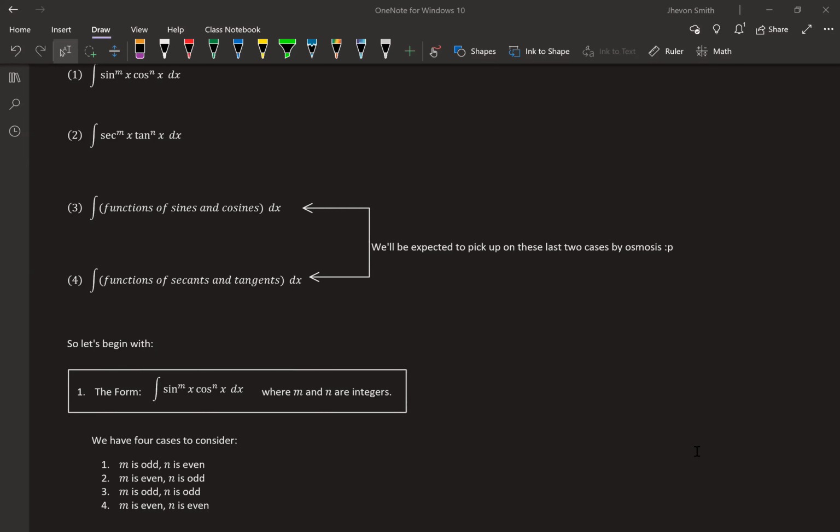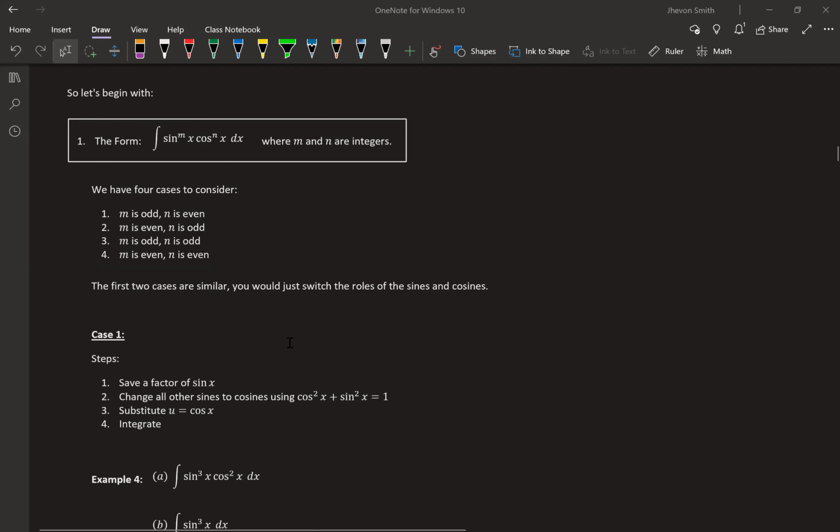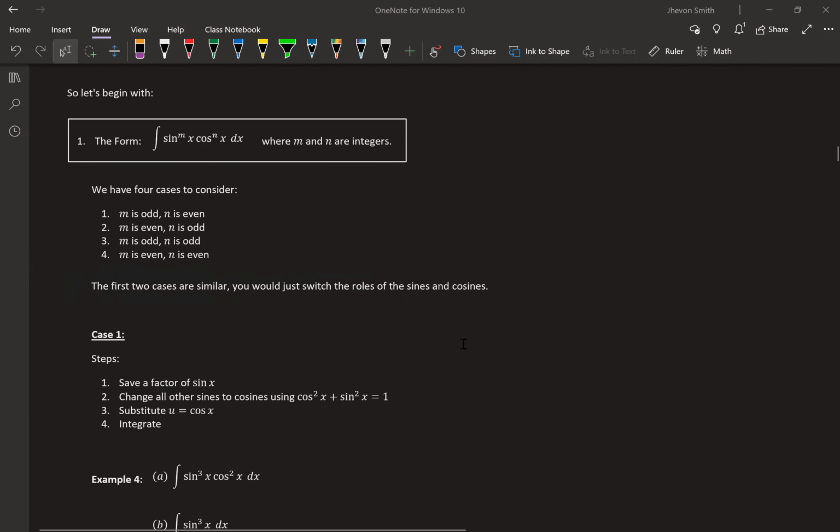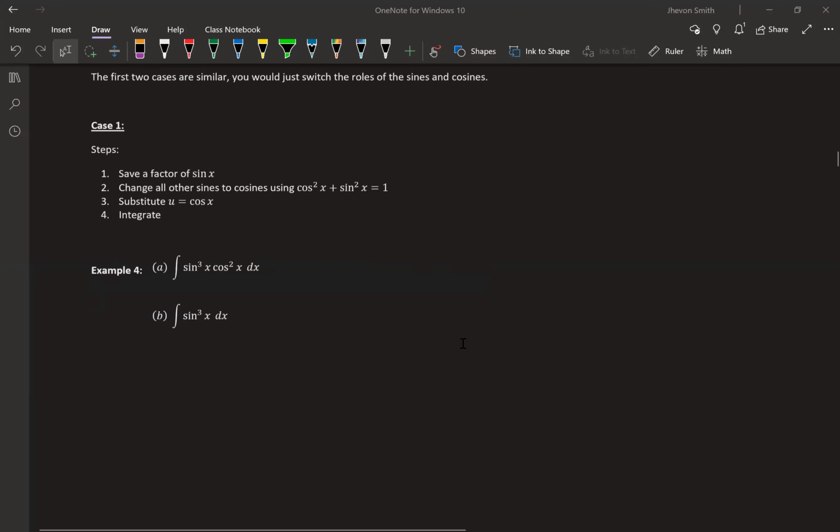Case one, you can have m odd and n even. Case two, you can have m even and n odd. By the way, the first two cases are very similar. You just switch the roles of sines and cosines. You can have another case where both integers are odd, and a fourth case where both integers are even. We're going to deal with these one by one. I'm going to tell you the strategies for approaching them, and then we are going to begin. So here's case one.